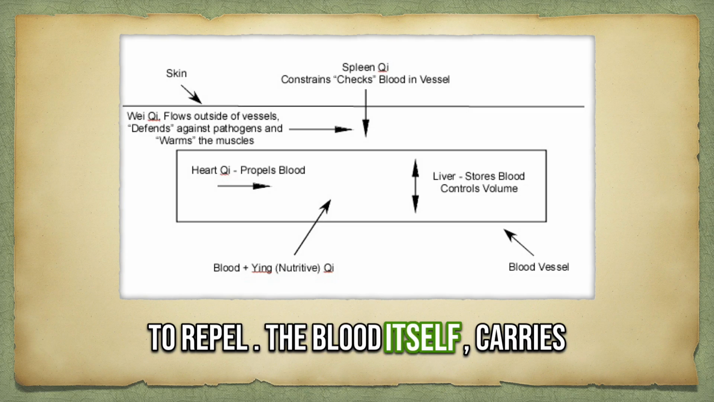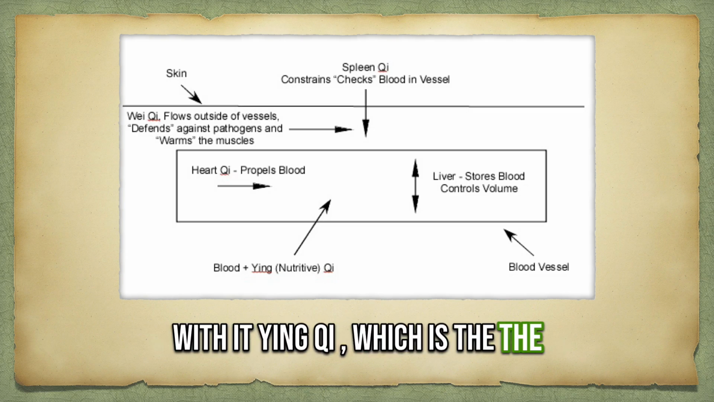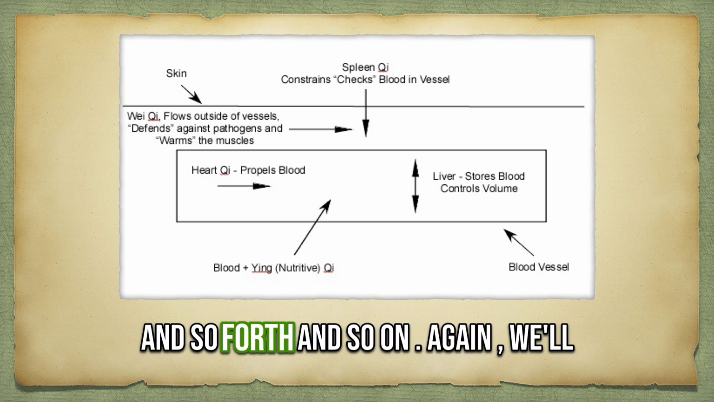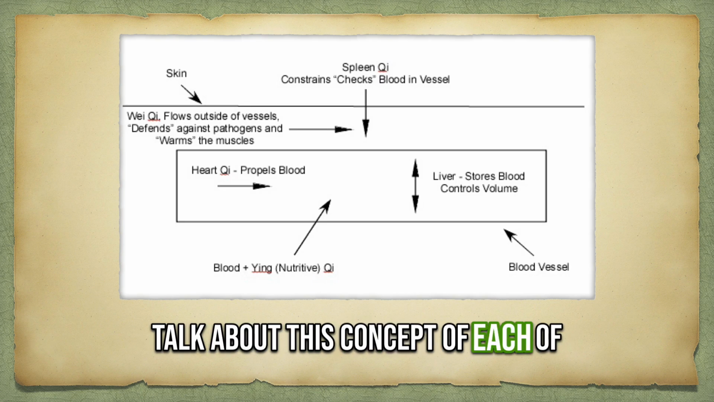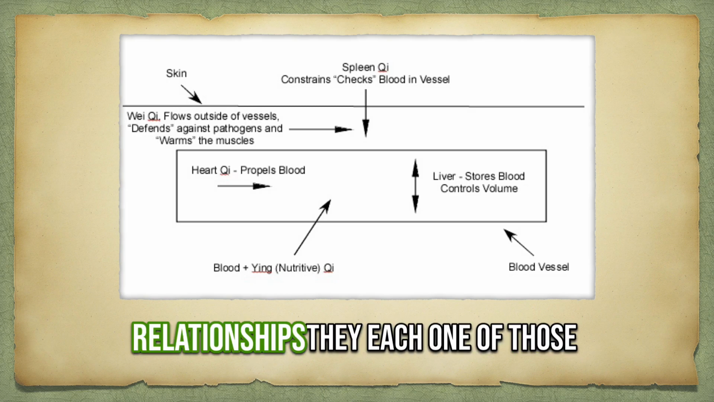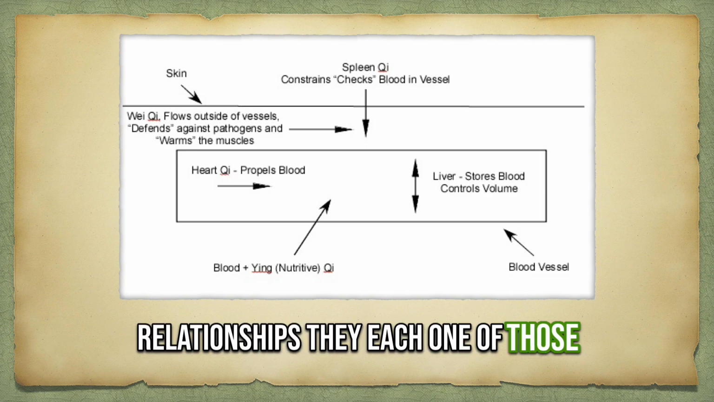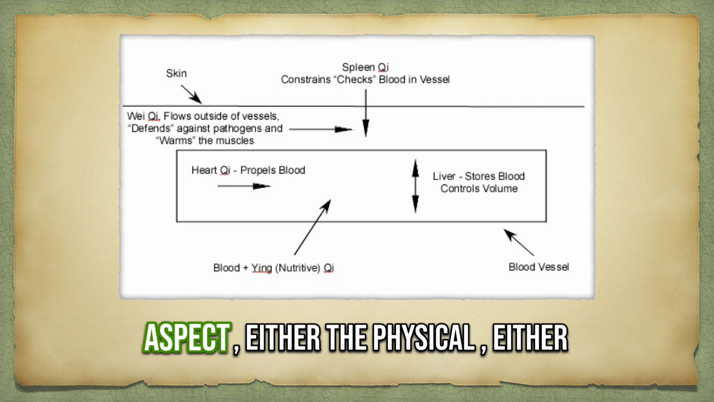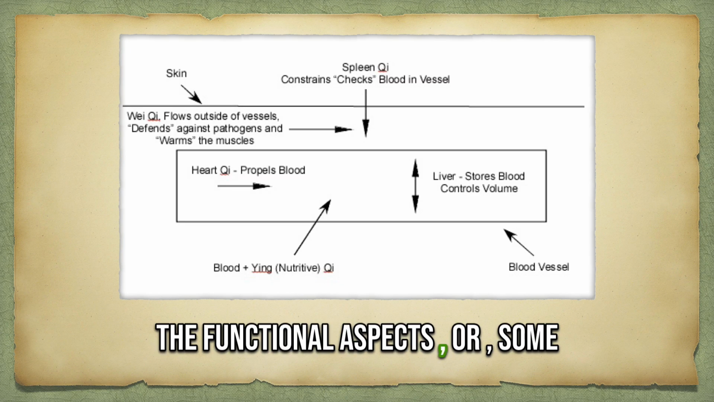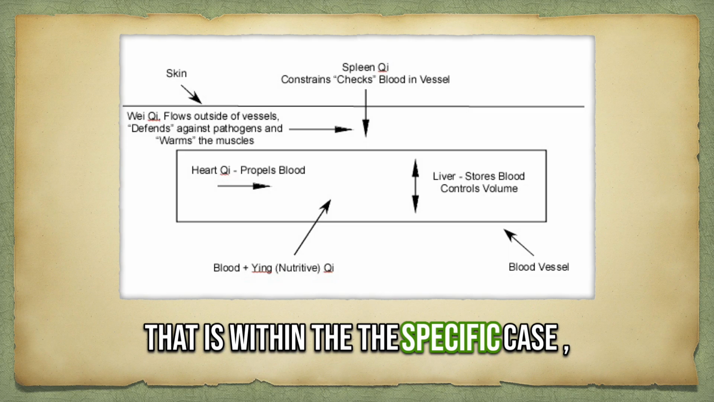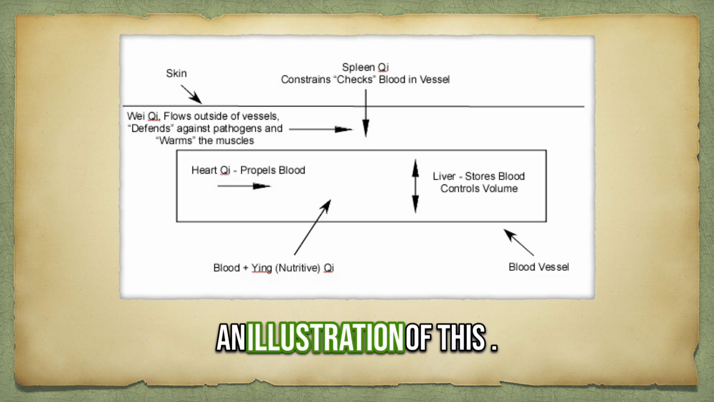The blood itself carries with it yin qi, basically the nutritive value that the body needs in order to function and grow and so forth. Again, we'll talk about each of these different types of qi in the future. The point, though, is that all of these different relationships take the concept of qi and constrain it to some aspect, either the physical, the functional aspects, or some relationship within the specific case, in this case blood flow, to give us an illustration of this.